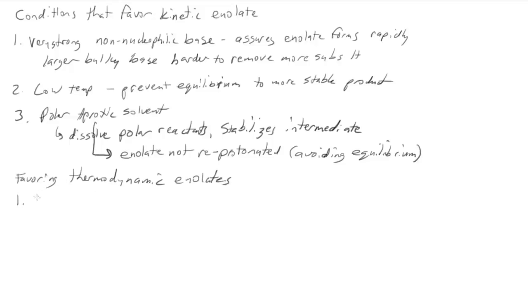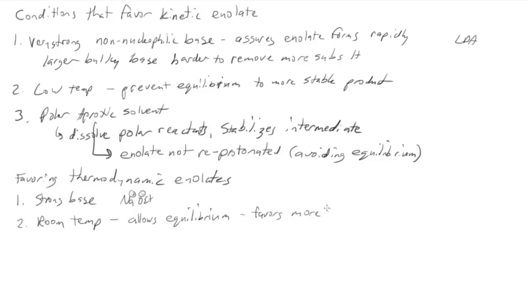So for the thermodynamic enolate, we want a strong base still, but not quite so big. This time we might use something like sodium ethoxide, versus up here where we might want to use something like LDA that has the two big isopropyl groups on it. So this is a much smaller base, which will allow it to get in and deprotonate either side, including the side that is more substituted. As far as temperature, we want something like room temperature, which in a lot of reactions is quite a lot of energy. And at room temperature, the reaction can reach equilibrium, which will of course favor the thermodynamic, or more stable, product.